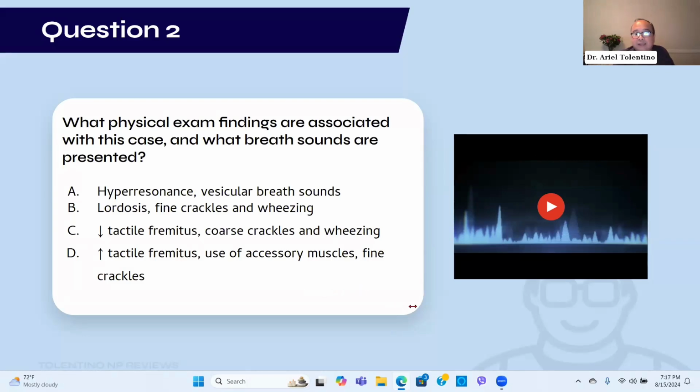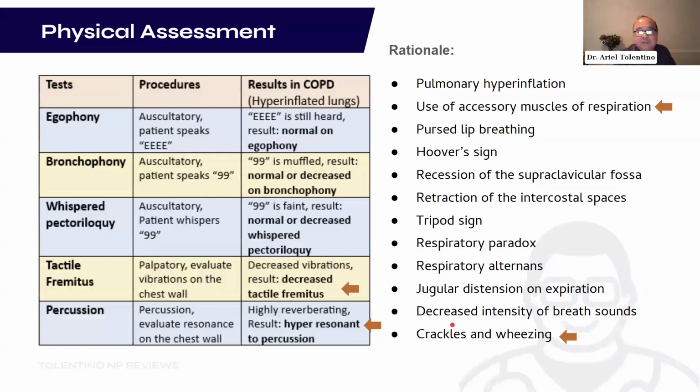Okay, and let's end the poll, please. Ending the poll and showing the answers. Of course, the answer would be your Charlie, decreased tactile fremitus with coarse crackles and wheezing. Yes, very good, with 45% answering that correctly. Now, let's stop sharing this. Okay, and we will close the box and evaluate further our answer.